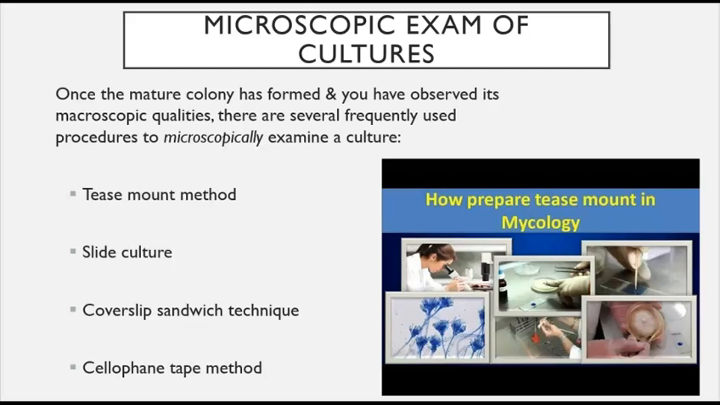So once the fungal colonies are mature and have formed, you can observe them macroscopically or with the naked eye and make all your observations. But there are several ways that you can do a microscopic examination of the culture, where you can look at it under the microscope. You can do a tease mount method, a slide culture, a cover slip sandwich technique, and a cellophane tape method. So we're going to talk about those techniques next.